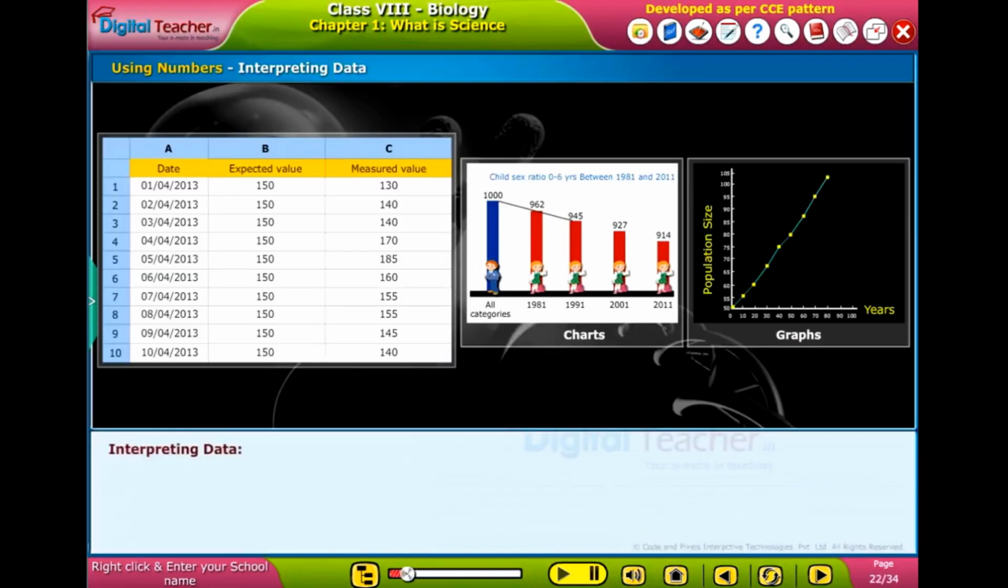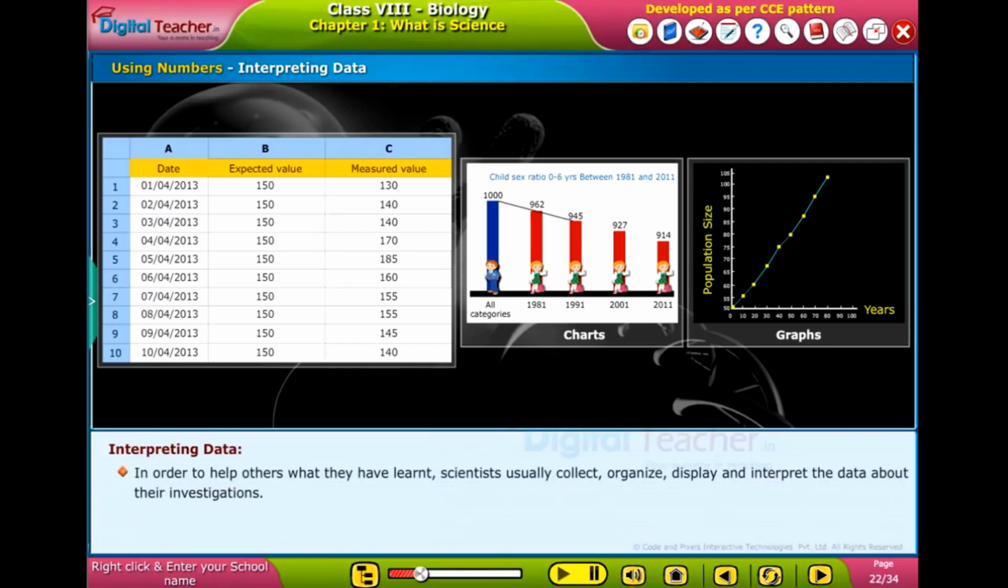Interpreting data. In order to help others understand what they have learned, scientists usually collect, organize, display, and interpret the data about their investigations. A good way to display the data is by using tables, charts, and graphs.